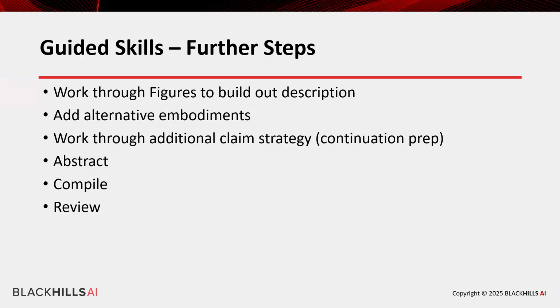From here, like I said, you're going to walk through the figures, build out that description. The tool has already suggested alternative embodiments, so we can ask it to write some paragraphs on alternative embodiments. We can take a look through and talk about additional claim strategy if there's anything else that we want to add to this app, maybe in preparation for continuations. We can build an abstract and then have the tool compile all this into one document.